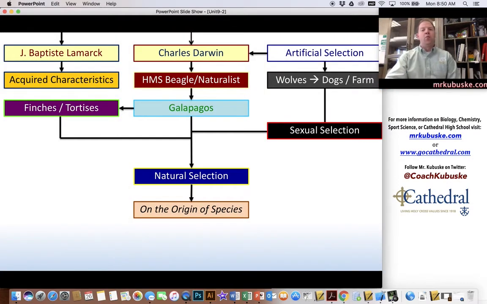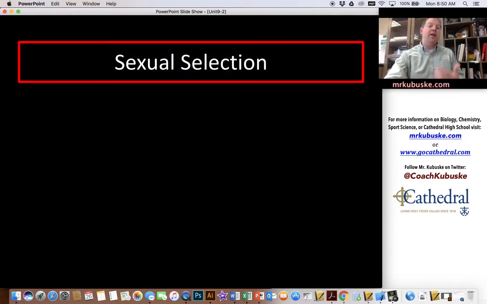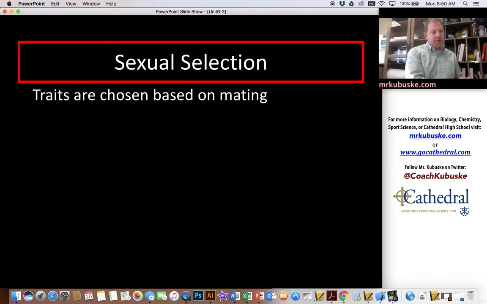So, one type of selection that we didn't talk about, we talked about artificial and natural, but there's one more type of selection that we should definitely cover, and that's sexual selection. Artificial selection was when humans chose traits for the offspring of livestock and things like that. Natural selection is when the environment selects traits that give you a better chance of survival.